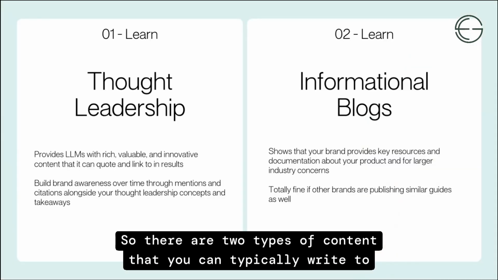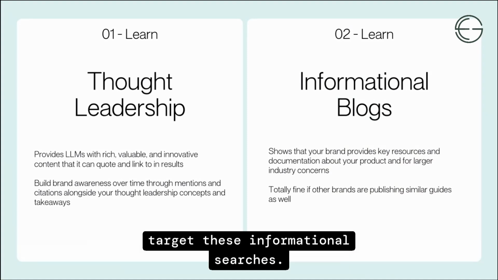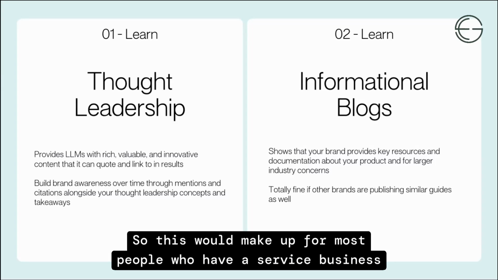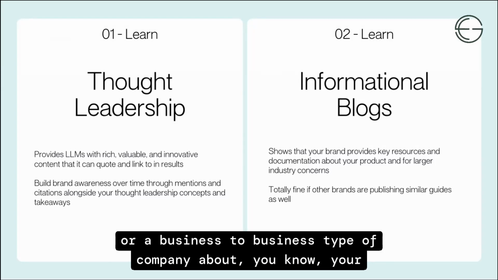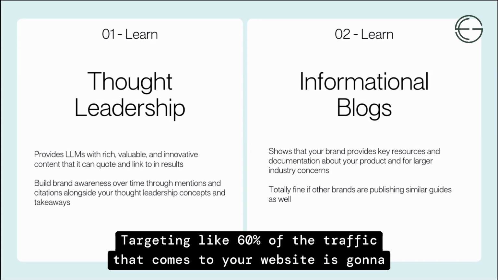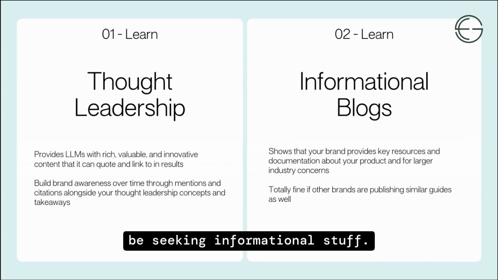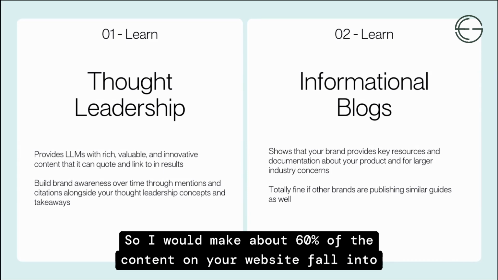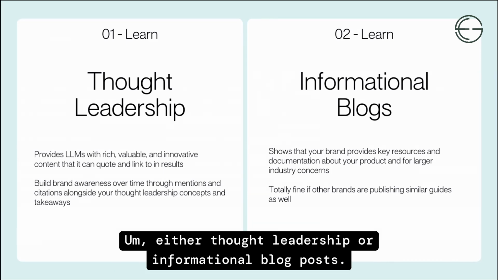So there are 2 types of content that you can typically write to target these informational searches. So this would make up, for most people who have a service business or a business to business type of company, about 60% of the traffic that comes to your website is going to be seeking informational stuff. So I would make about 60% of the content on your website fall into one of these 2 buckets, either thought leadership or informational blog posts.